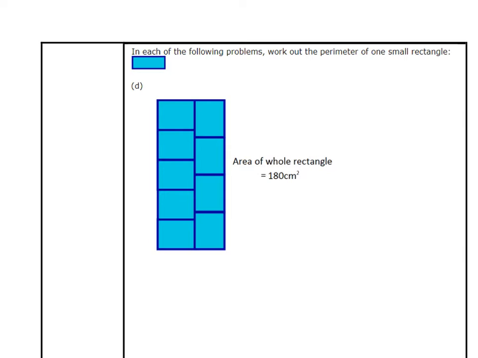Now, I really like this problem on the back. We're supposed to find the perimeter of one small rectangle. And they've given us this picture and tell us that the area of the whole big thing, it looks like that's 9 different small rectangles in the big one, is 180. So I suggest we do this with a system of equations. There are probably lots of different systems you could make.